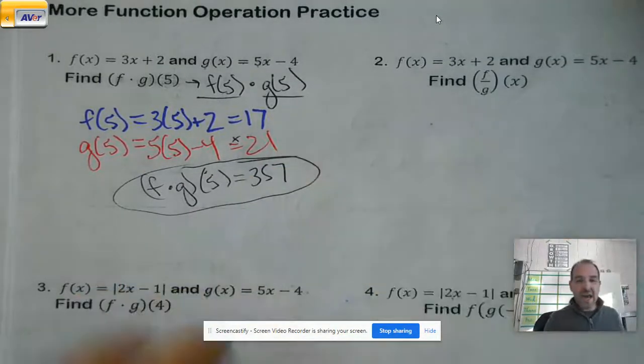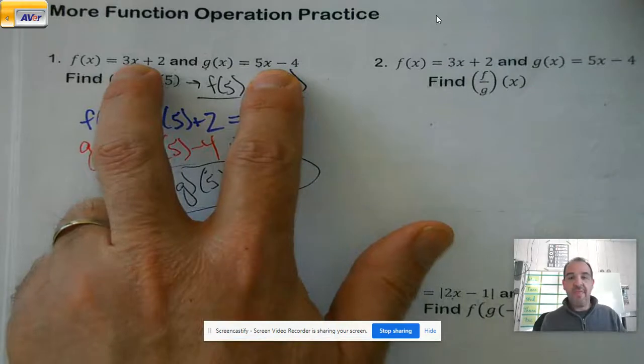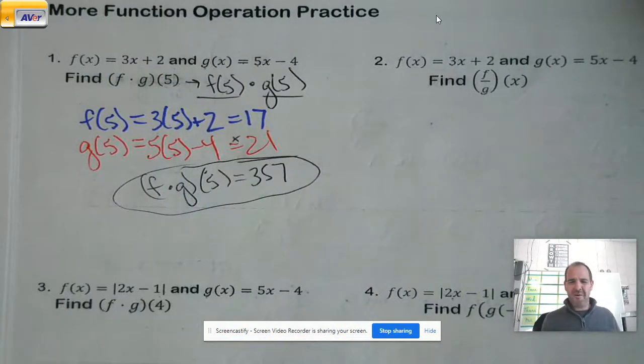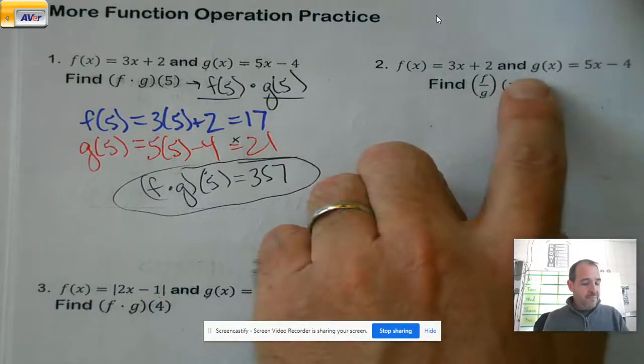Now, could I, if I wanted to, multiply these together and then plug the number in? Yeah, but that's a lot of work. I wouldn't go down that road. Wouldn't do it. Okay, division.